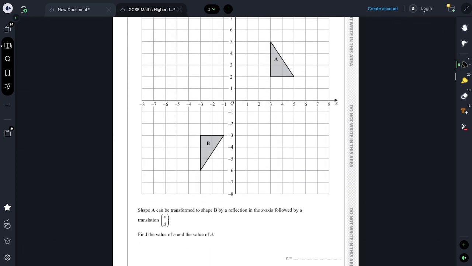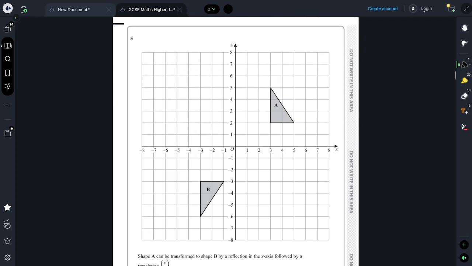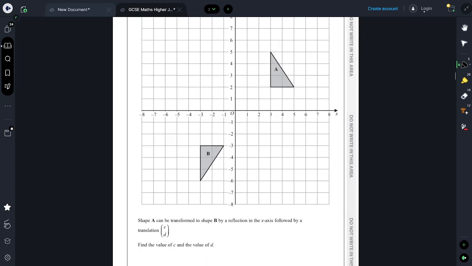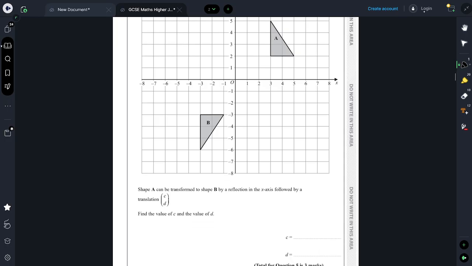Then question 5. Again, very, very similar to the other paper. There was another translation question like this, a reflection with transformations. Again, the same topics seem to come up. But here we have shape A is transformed to shape B by a reflection in the x-axis, followed by a translation CD. So there's two things going on here.